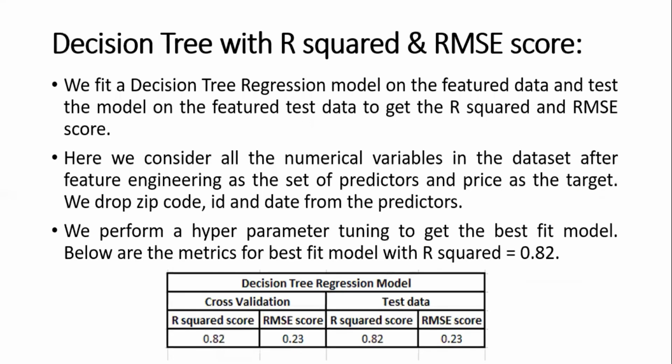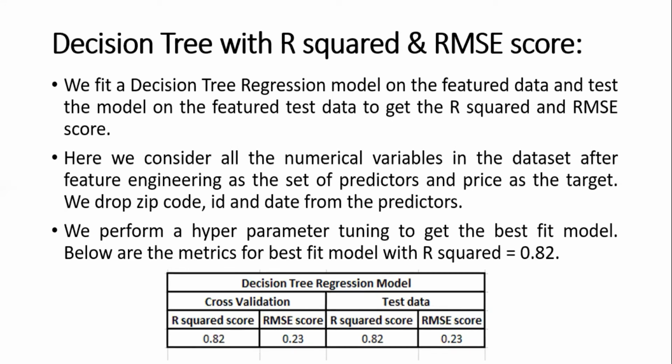So finally, we try to fit a decision tree regression model on our featured data and compute the R square and the RMSE scores. So we fit a decision tree regression model on the featured test data and the training data to get the R square and the RMSE scores. Here also we consider all the numerical variables in the data set, post feature engineering, as the set of predictors and price as the target. We drop zip code, ID, and the date from the predictors as the ID and date are categorical variables and zip code is a dummy variable.